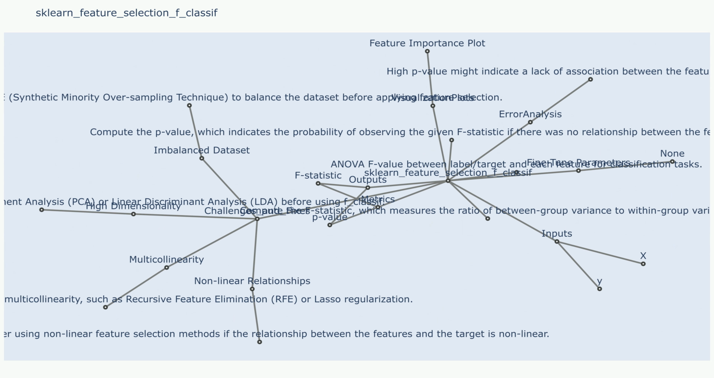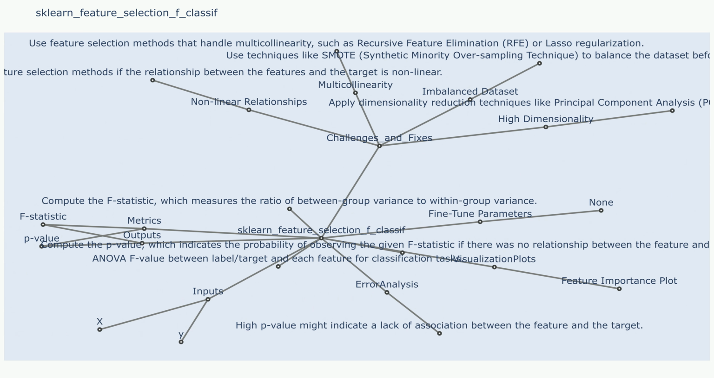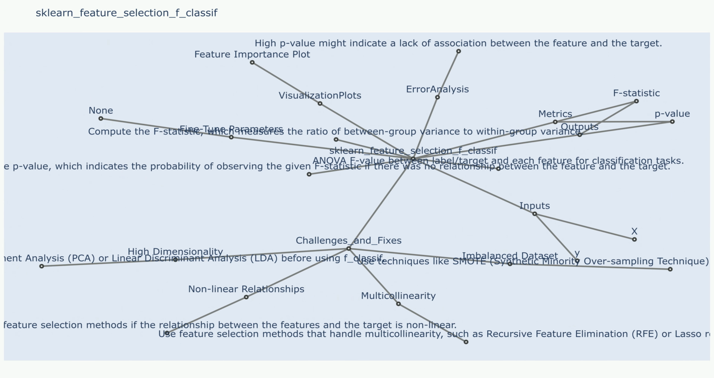Metrics: F-value. The F statistic measures the ratio of variance between groups to variance within groups. Higher F values suggest stronger evidence of class separation. P-value. The p-value quantifies the probability of observing the calculated F statistic under the null hypothesis of no class difference. Lower p-values indicate stronger evidence against the null hypothesis.